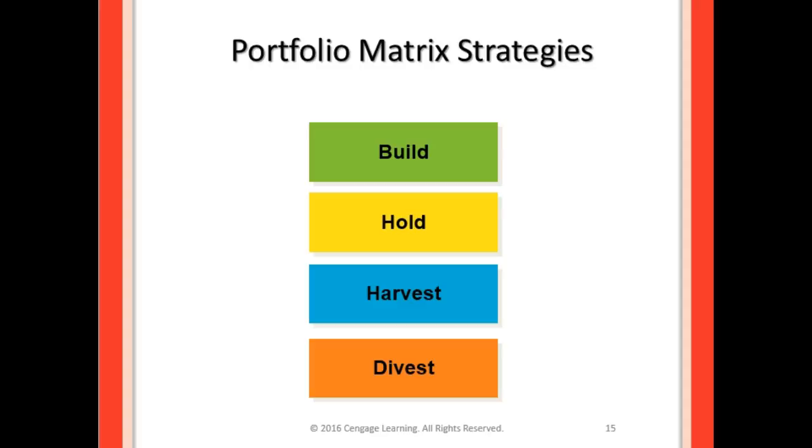The third one, harvest, is a strategy for any SBU except for stars. The basic goal in the harvest is to increase short-term cash returns, without really a lot of concern for the long-term impact. So it's more of a short-term look. And then divest is just getting rid of the SBUs with low growth, low shares in a potentially low growth market as well.